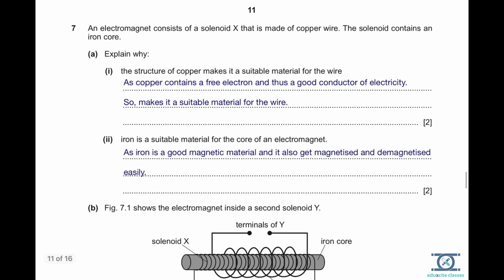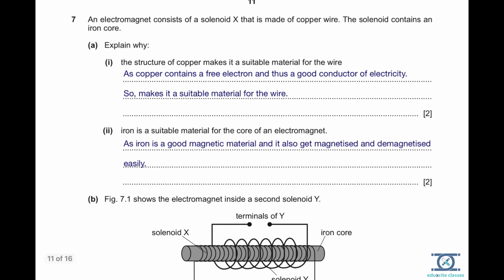Okay, question number 7 now. An electromagnet consists of a solenoid X that is made up of copper wire, and the solenoid contains an iron core. Explain why the structure of copper makes it a suitable material for the wire. So we all know that copper contains free electrons, and thus it makes copper a good conductor of electricity, so it is a more suitable material for making wire.